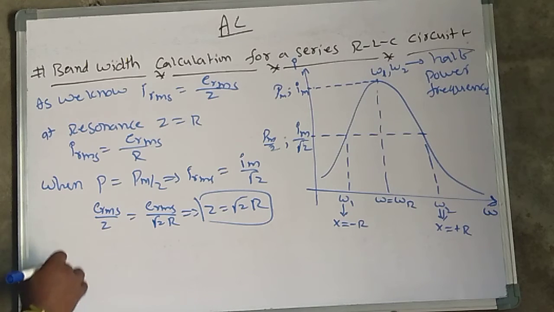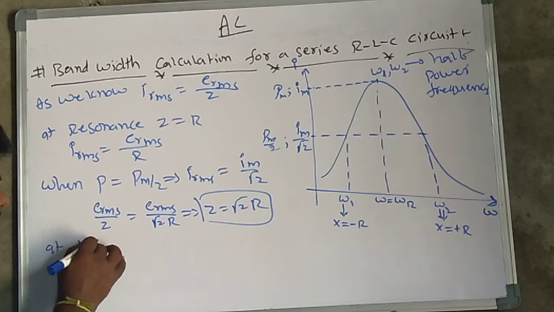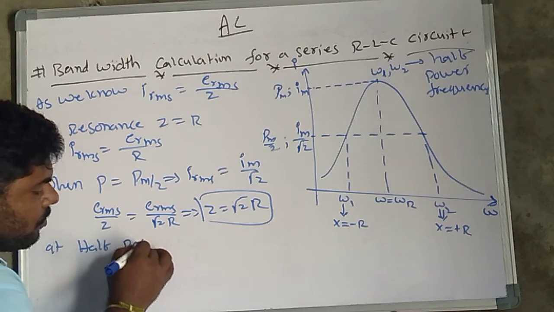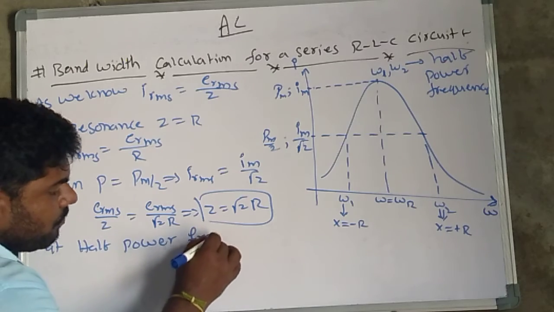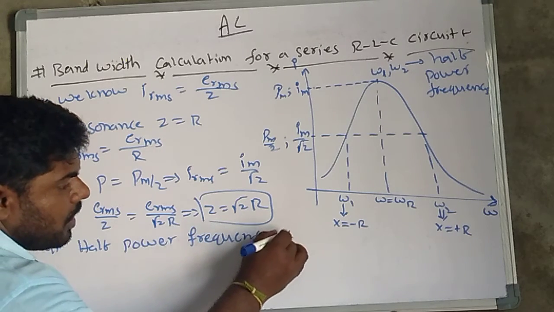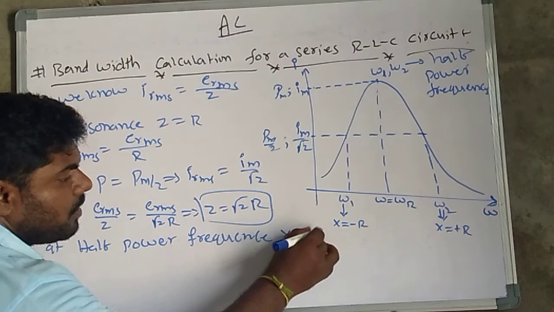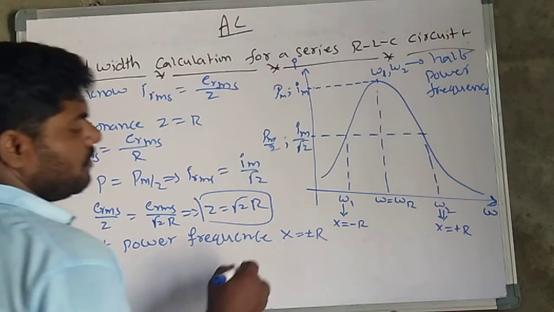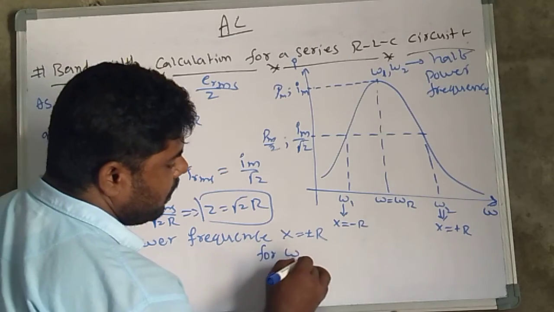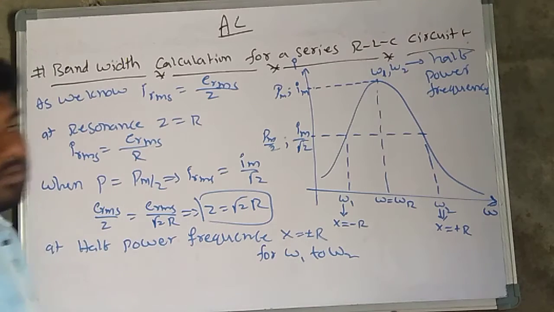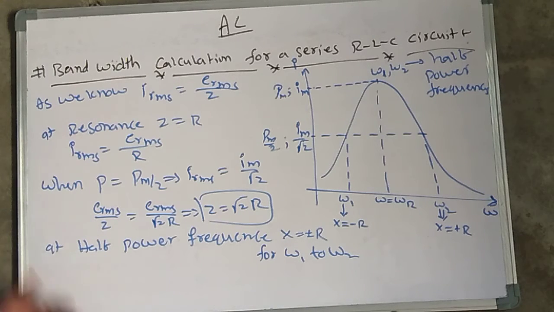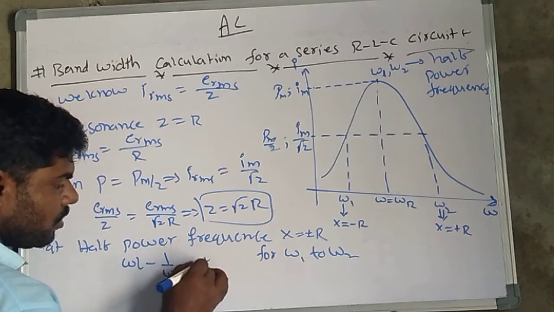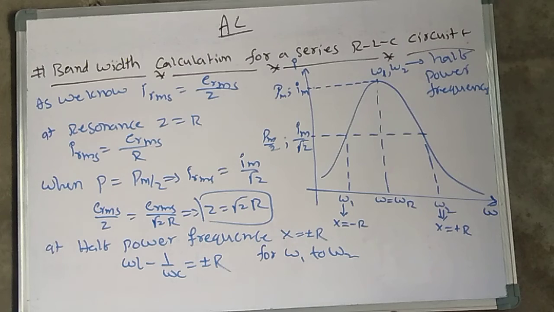At the half power frequencies, X is equal to plus or minus R for omega 1 to omega 2. Here omega L minus 1 by omega C is equal to plus or minus R.